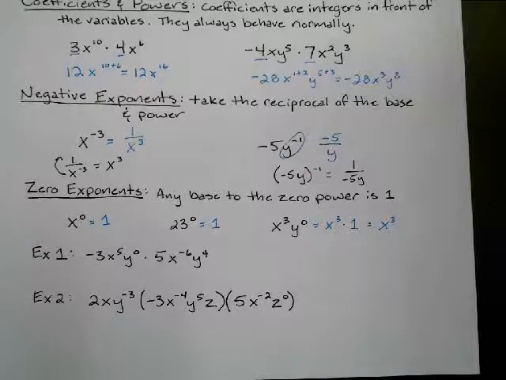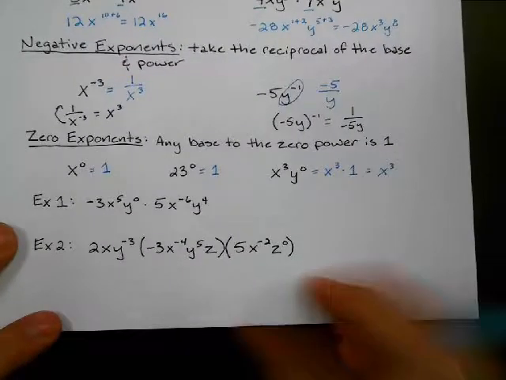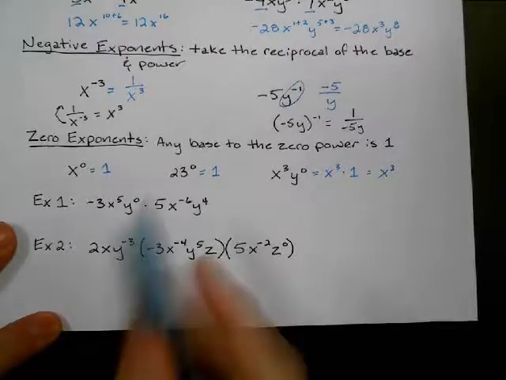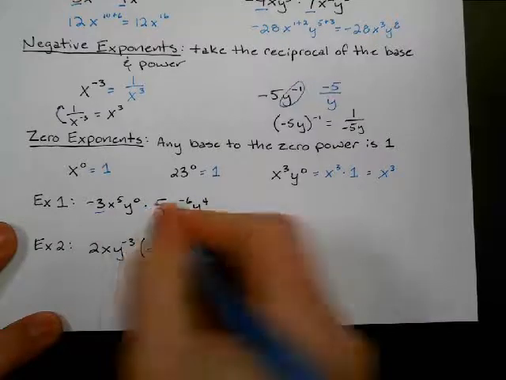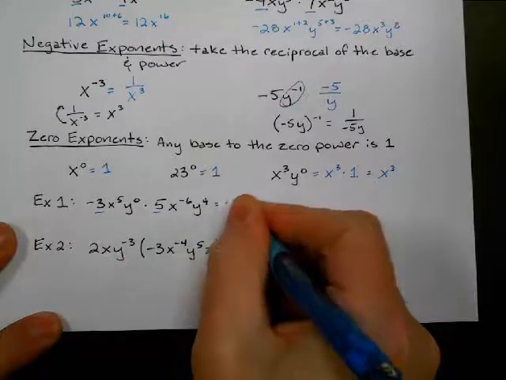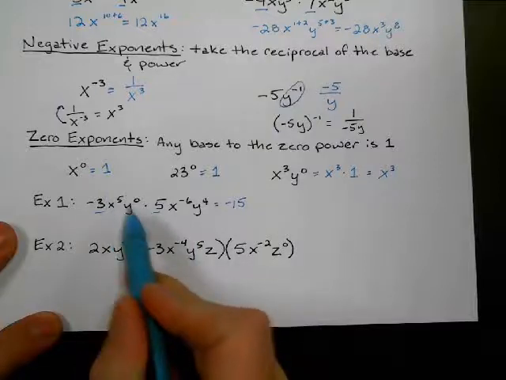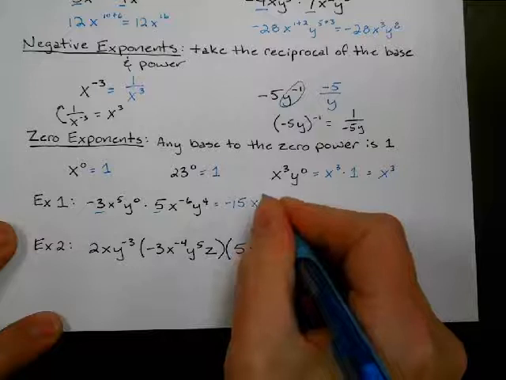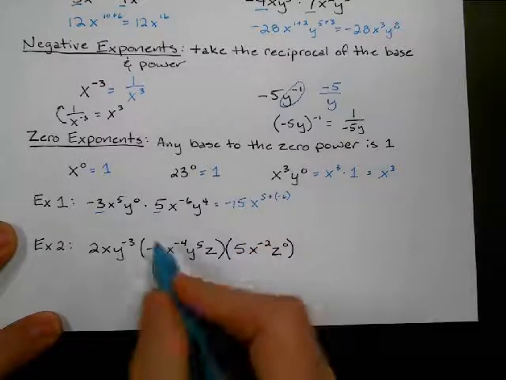All right, so let's take all that stuff and put it all together here. Okay, so I've got coefficients. This is a multiplication problem. So I'm going to do negative 3 times 5. Those are my 2 coefficients. I get negative 15. For my base of x, I've got 5 and negative 6. So I'm going to do x to the 5 plus negative 6. For my y's, I've got 0 plus 4.